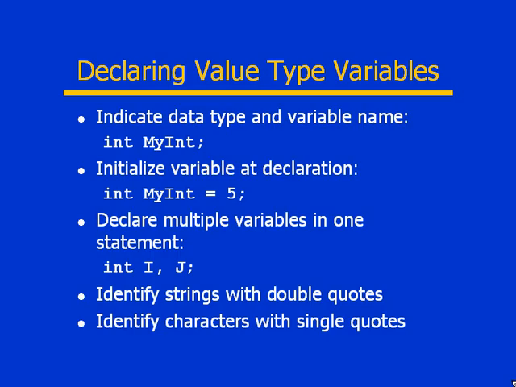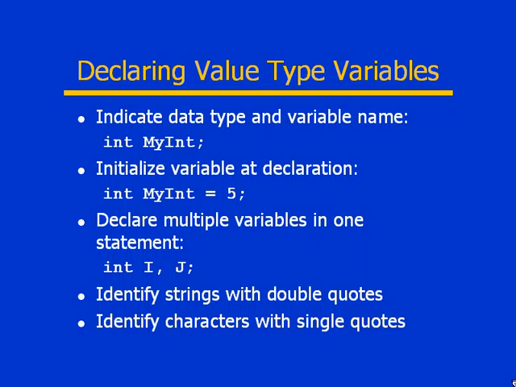If you like, you can also initialize that variable when it's declared. int myInt = 5, for example, would create an integer variable called myInt and assign the value of 5 as its initial value. You can declare multiple variables in one statement if you like. Simply separate the different variables with a comma. So int i, j creates two integer variables, i and j, respectively.